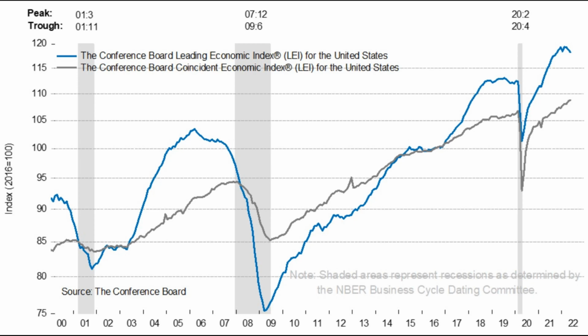The 10 components of the Conference Board leading economic index include average weekly hours in manufacturing, average weekly initial claims for unemployment insurance, manufacturing new orders for consumer goods and materials, the ISM index of new orders, manufacturers' new orders for non-defense capital goods excluding aircraft orders, building permits for new private housing units, stock prices of 500 common stocks, the leading credit index, the interest rate spread, such as the 10-year Treasury bonds versus the federal funds rate, and the average consumer expectations for business conditions.